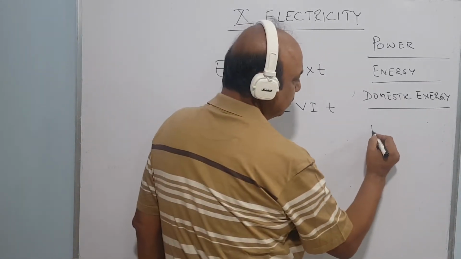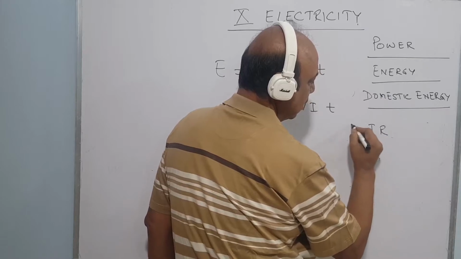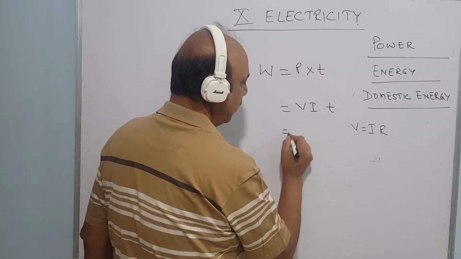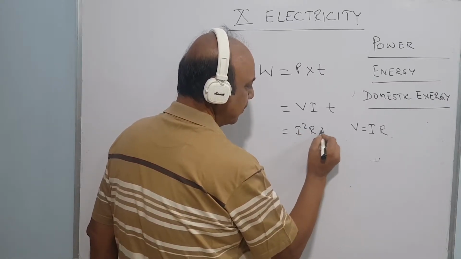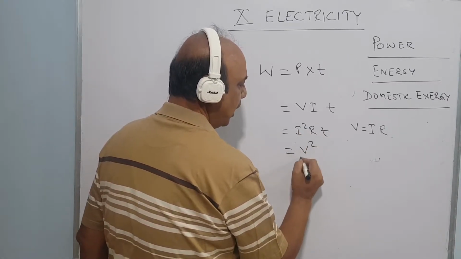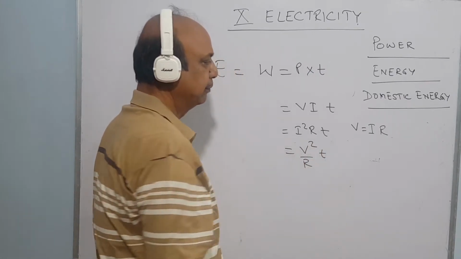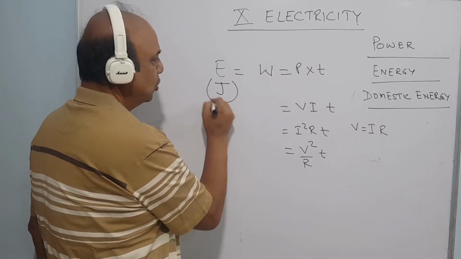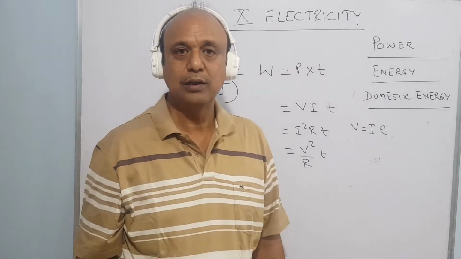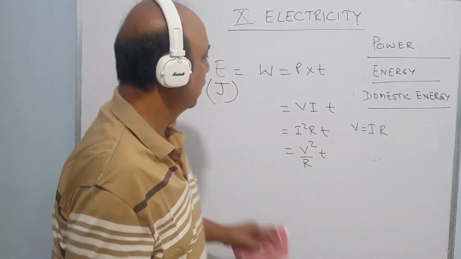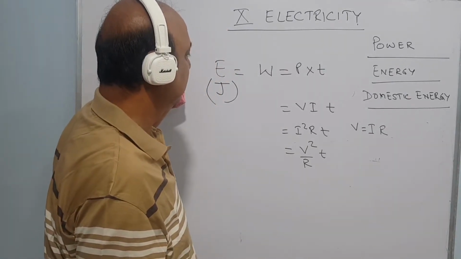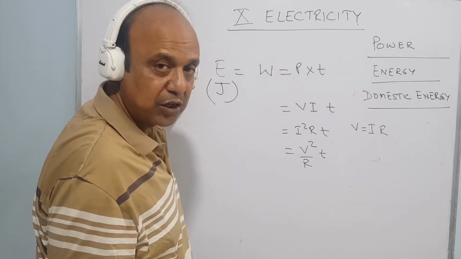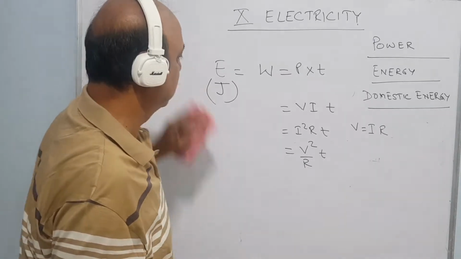Through Ohm's law, we all know V is equal to I into R. So substituting the values here, we get I square RT, or V square by R into T. The unit of energy is joules, as we have studied in class 9th.